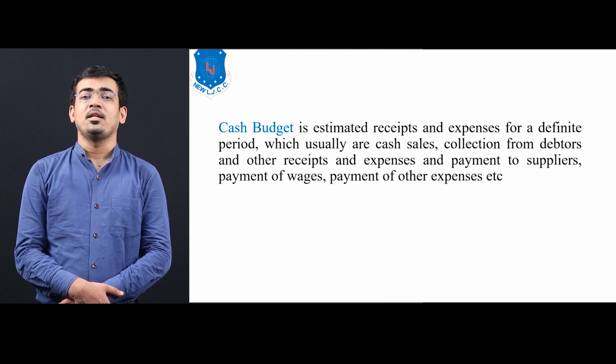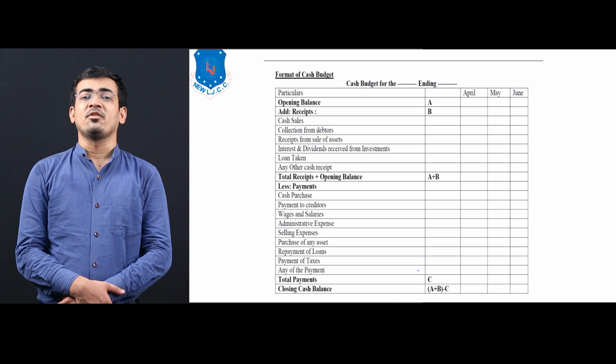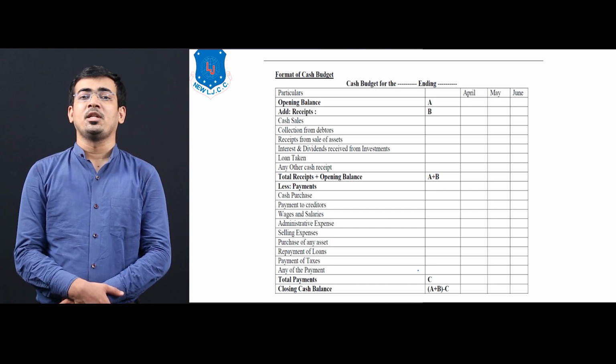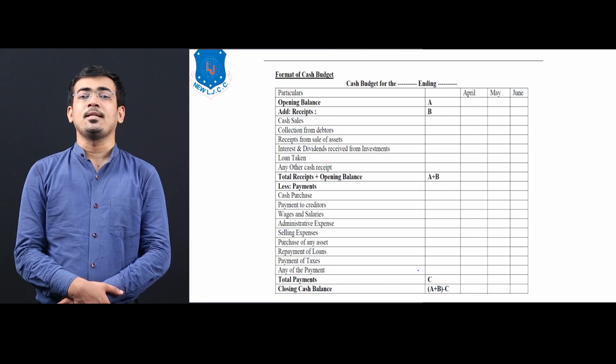A budget itself is an estimate of expenses and receipts. A cash budget is an estimate of receipts and expenses in cash mode, which includes cash and cash equivalents. On the screen, you can find one format of a cash budget, showing how we will prepare it. In this video, I have covered a 3 months budget, that is April, May and June. The title is like cash budget for the period ending dash dash dash.